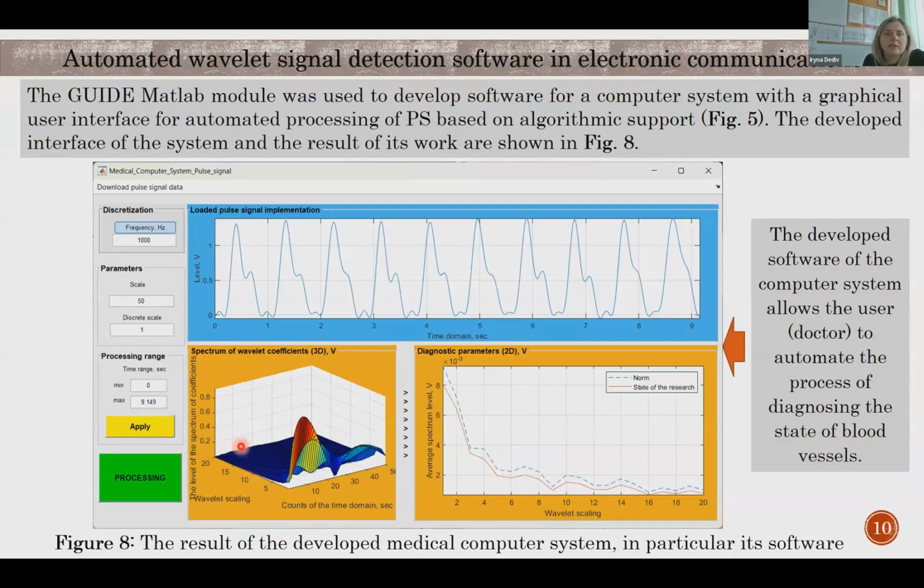The GUIDE MATLAB module was used to develop software for a computer system with a graphical user interface for automated processing of the pulse signal based on algorithmic support. It's figure 8. The developed software of the computer system allows the user to automate the process of diagnosing the state of blood vessels.